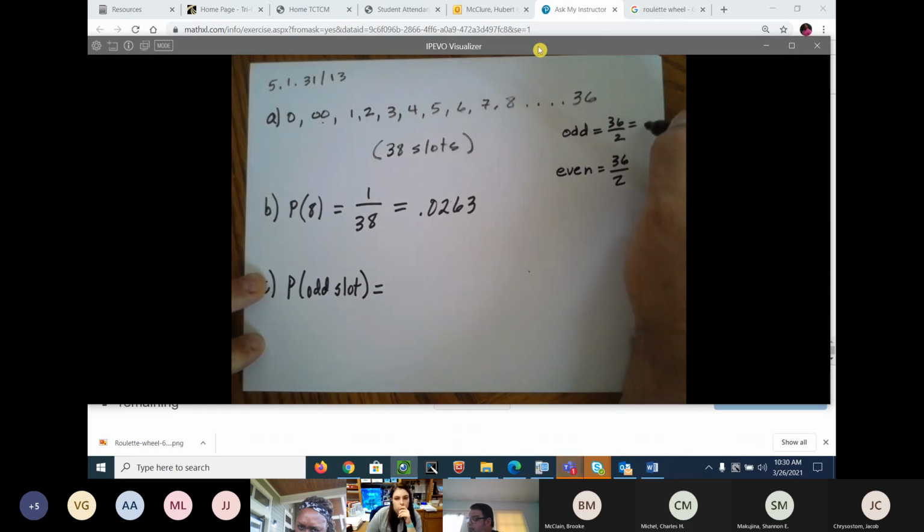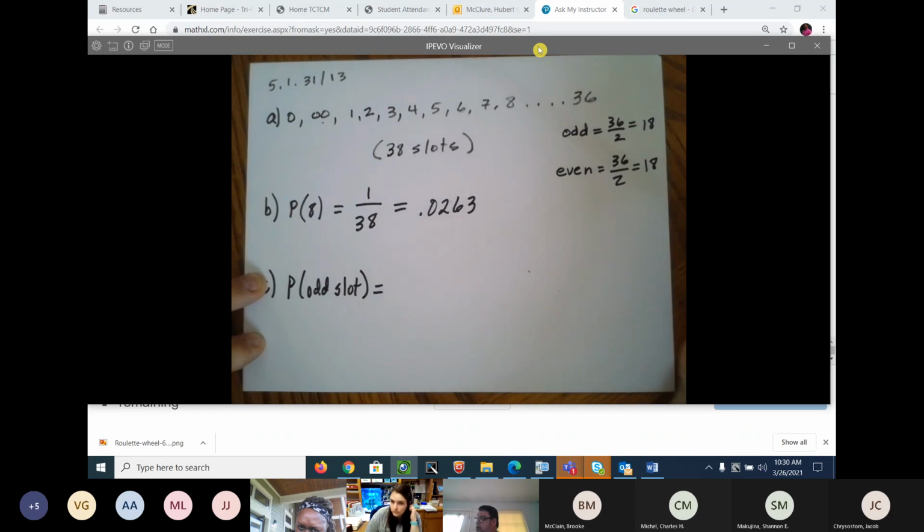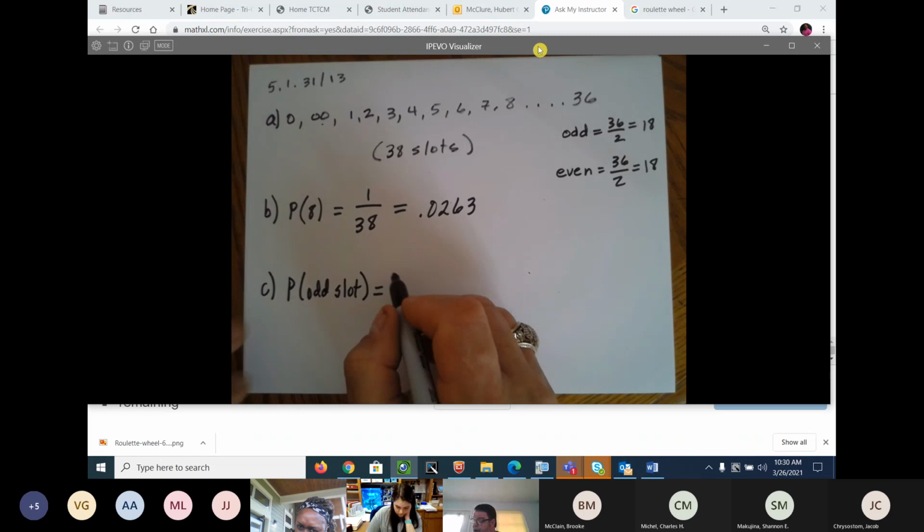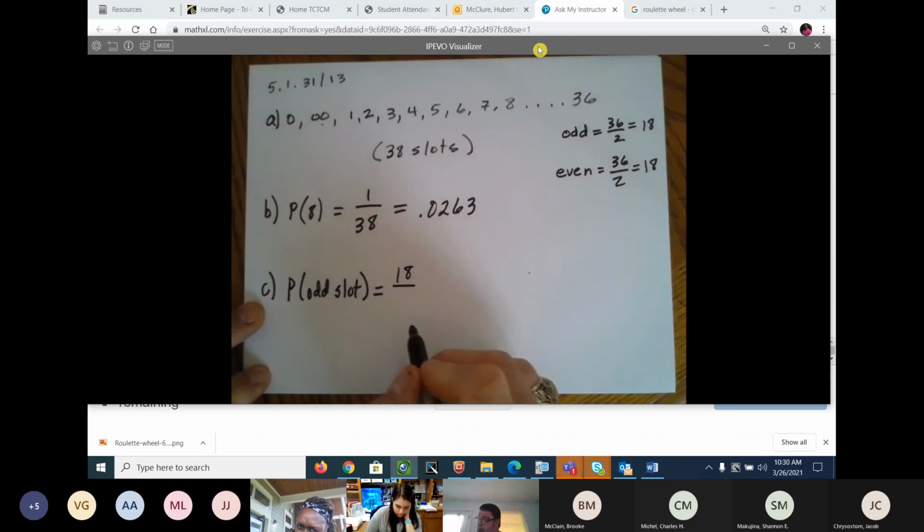So 36 divided by 2 is 18, and 36 divided by 2 is 18. So somebody tell me, what is the probability of the marble falling in an odd number slot? 18 over? 38. 36. 38. Oh, 38.